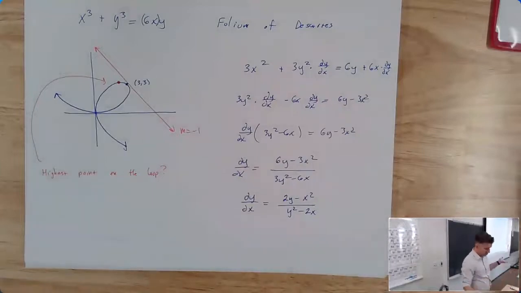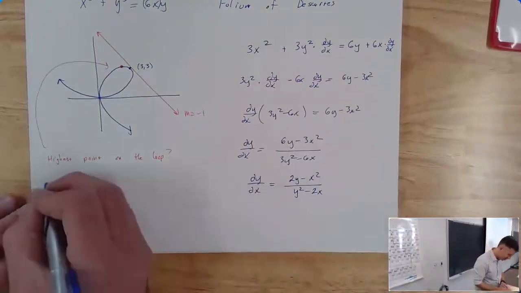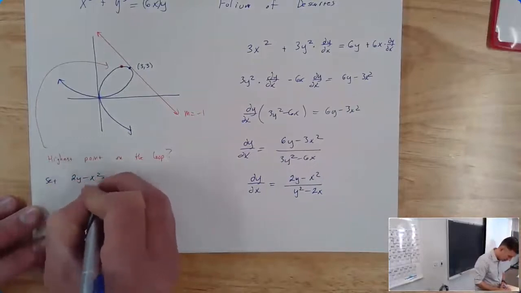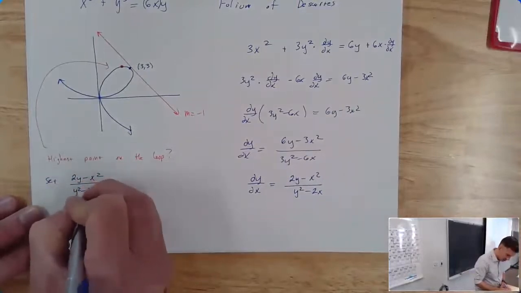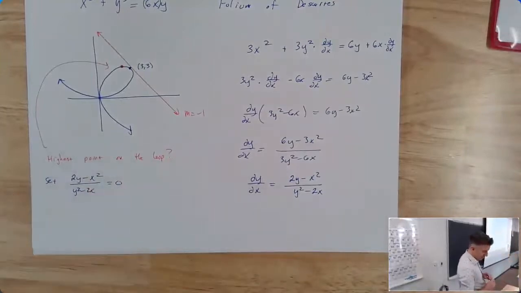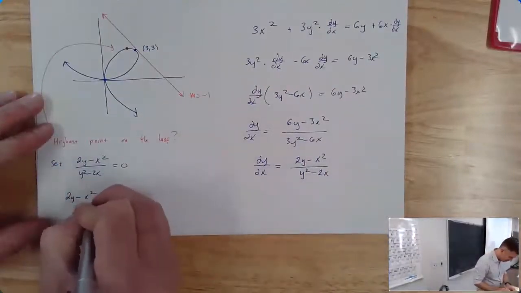So we're going to find the critical points by setting this derivative equal to 0. Now this is going to be a little weird because we're going to get a couple answers here. If I set 2y minus x squared over y squared minus 2x equal to 0, I'm only going to worry about setting the top equal to 0, because if I'm trying to have a fraction equal to 0, I want the top equal to 0, and also not the bottom. So I'm actually just going to set 2y minus x squared equal to 0.